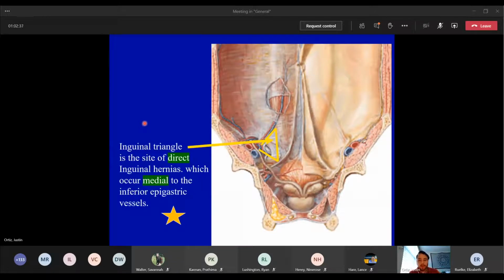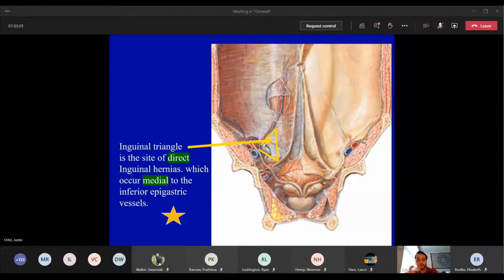So inguinal triangle. Again, this is going to be important for us to understand the knowledge of these folds, right? Because a lot of things are in relation to these folds, right? So this inguinal triangle, which is located right here, is technically going to be medial to the inferior epigastrics, but it's going to be lateral to the obliterated umbilical arteries. You can see that right here, right?